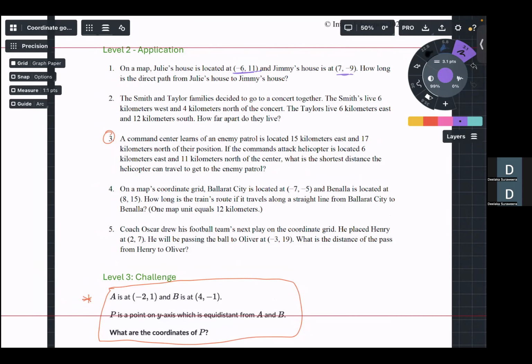Which question will you do? Challenge. I do recommend giving the ones before that a go.